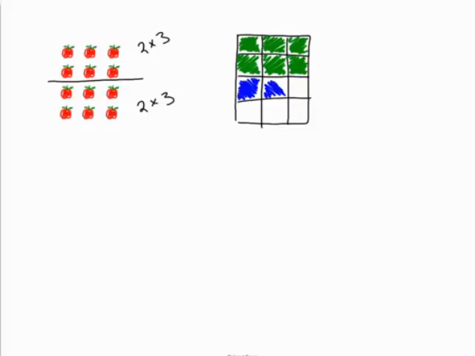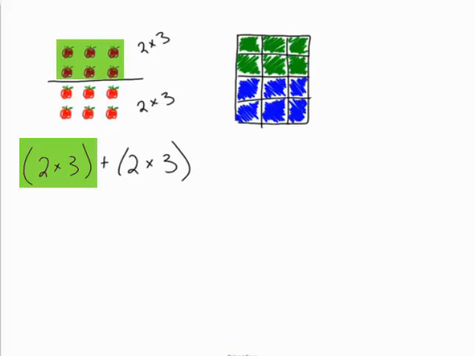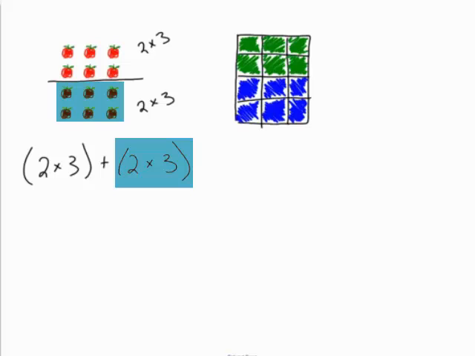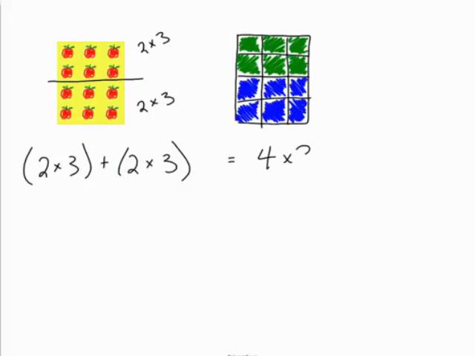Let's separate out 2 sets of 3 apples from the group. This gives us a picture of 2 times 3, 2 groups of 3 apples, and another picture of 2 times 3. An expression that represents the total number of apples is 2 times 3 plus 2 times 3. This means 2 groups of 3 plus 2 groups of 3. Of course, this is the same thing as 4 groups of 3.